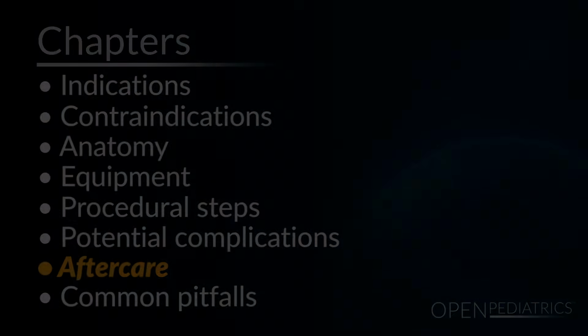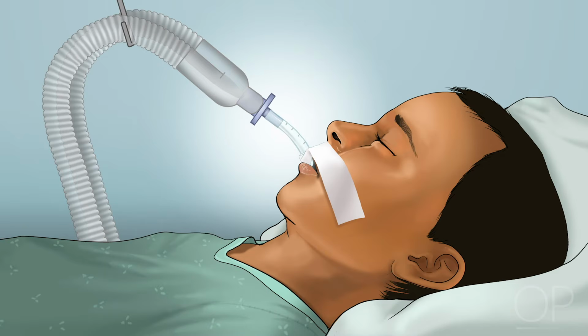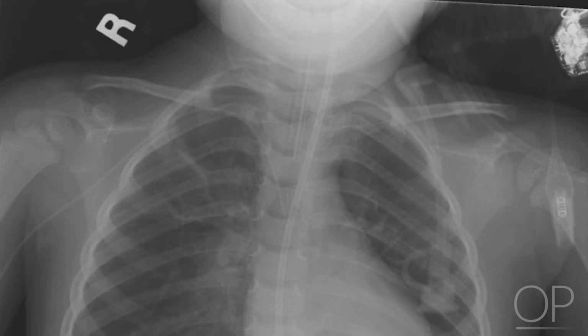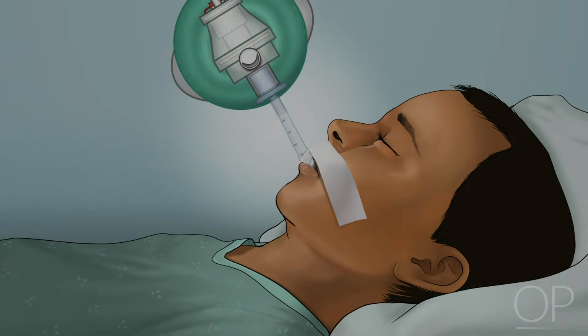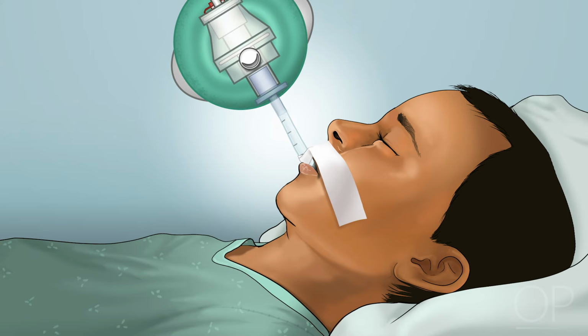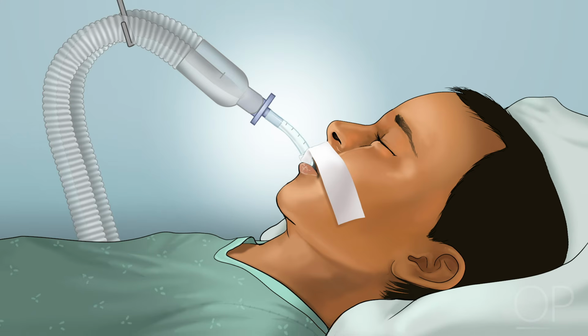Aftercare. Appropriate aftercare following tracheal intubation includes confirmation that the endotracheal tube is appropriately secured and obtaining a chest X-ray to assess for proper position. An appropriately placed endotracheal tube will be below the level of the clavicles and above the carina. Patients will require continued assisted ventilation either with hand bagging or placement on a ventilator depending on the clinical circumstances.